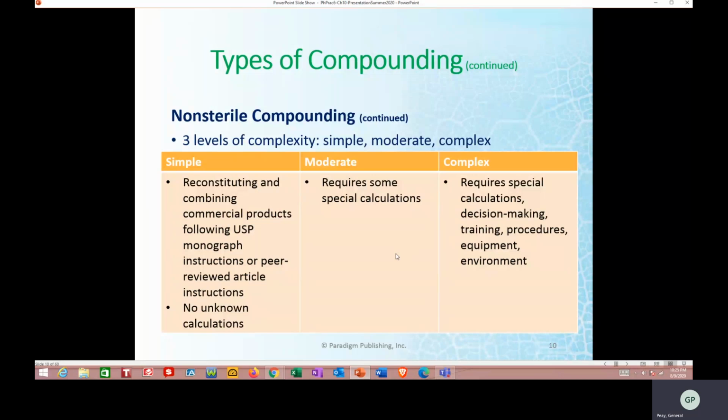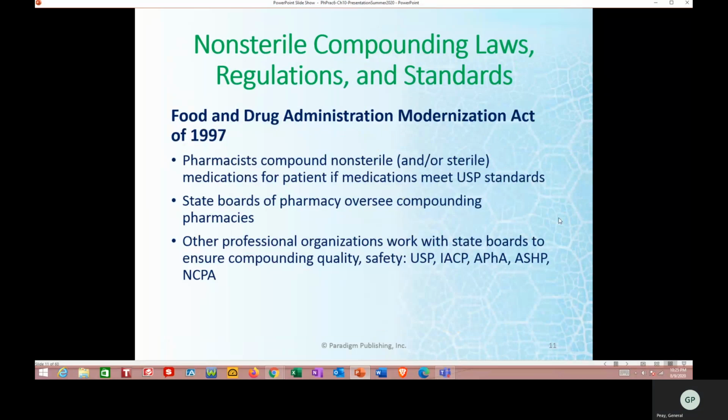Complex, you don't see the real complex too much unless you're working at a nuclear pharmacy. Sometimes you may have to do IVs that require special formulations, but that's pretty rare. Usually the majority of compounding are simple or moderate for the most part.